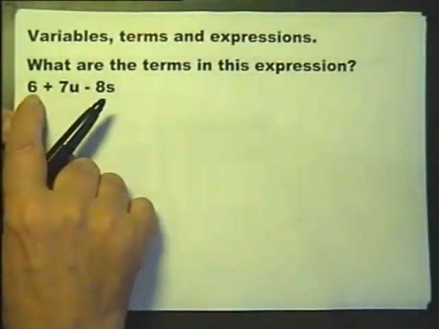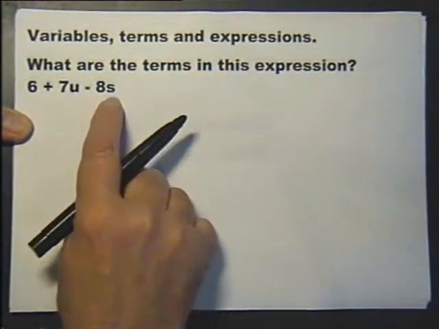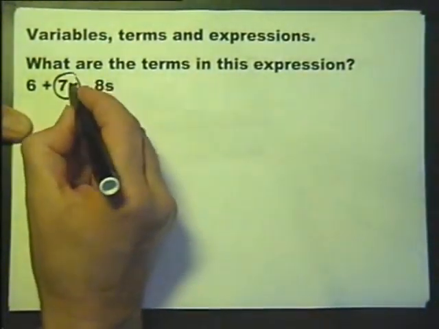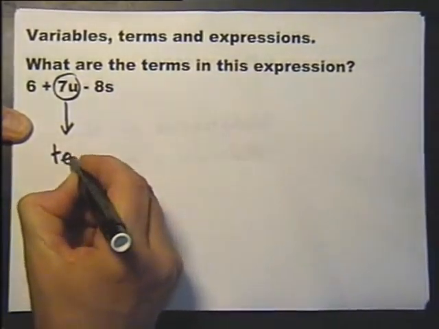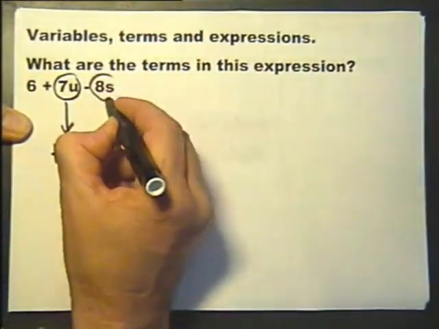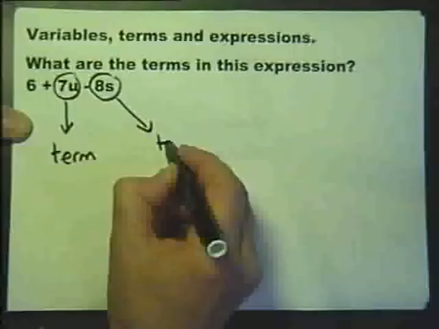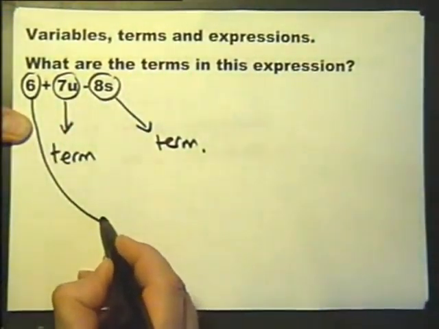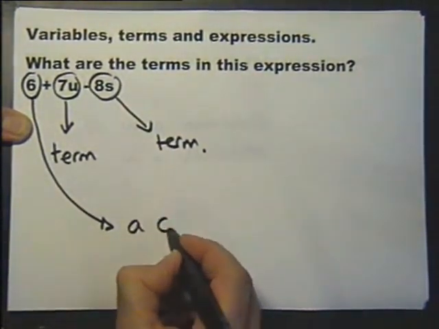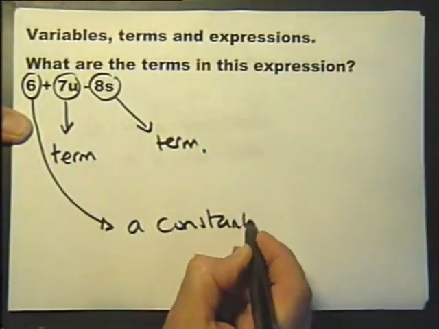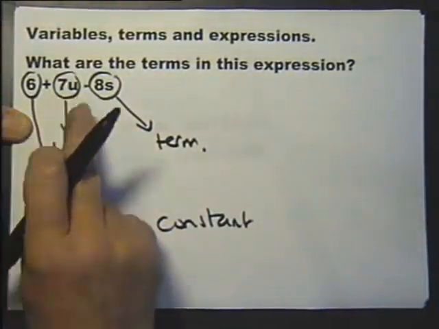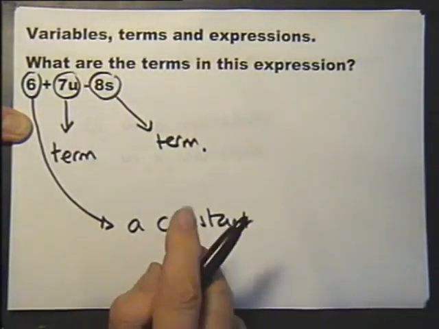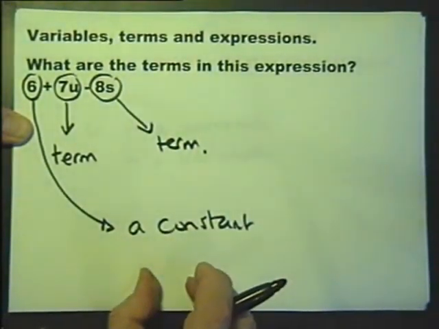So here we have an expression. What are the terms in this expression? So this is a term because it is a multiple of a variable. This is a term because it is a multiple of a variable. Now this is in fact called a constant, because no matter what values I give to U, no matter what values I give to S, this is always going to be a constant 6. So a number on its own is called a constant.